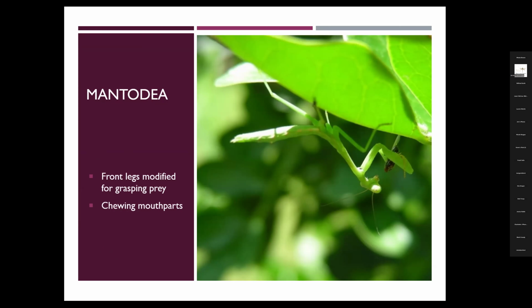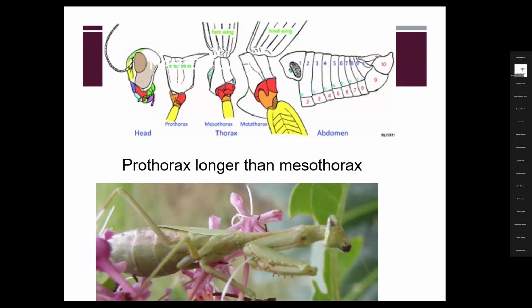When you look at the mantid, it looks like it has what we call a long neck. And they're going to have that triangular head, large eyes, long antennae, and that first section of the thorax, which is called the prothorax, is going to be longer than the mesothorax. So each section of the thorax has a pair of legs on it. If you look at the mantid, you can see where the first pair of legs attach, and then you go back and see where the second and third pair of legs attach, and you can see that it is much, much longer than those other sections.